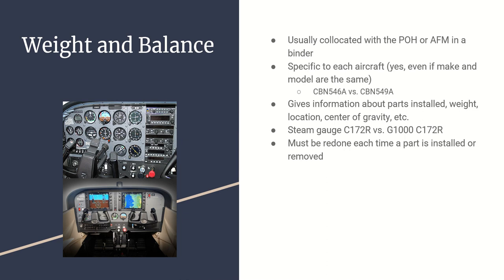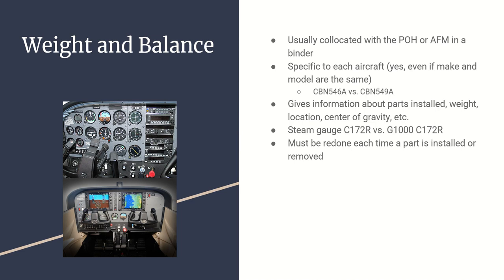All right, last is weight and balance. So this is usually going to be in that binder with the POH or the AFM. And again, this is specific to each aircraft. Here on the left, you've got two different 172R models. One of them is the steam gauge, the other is the G1000. With the G1000, you've got a lot of electronic equipment. The steam gauge, not so much.